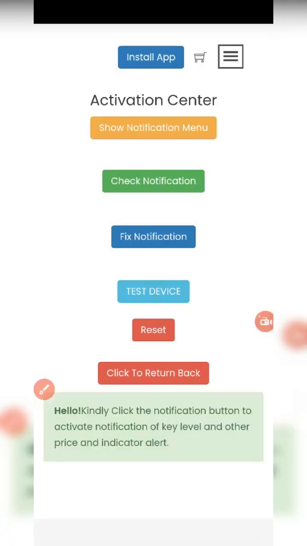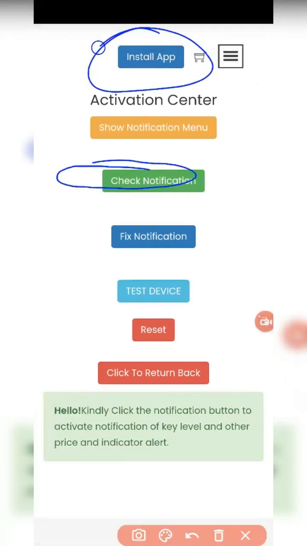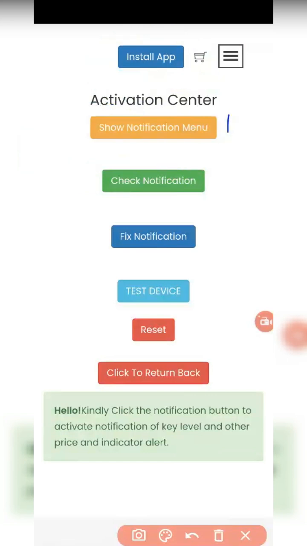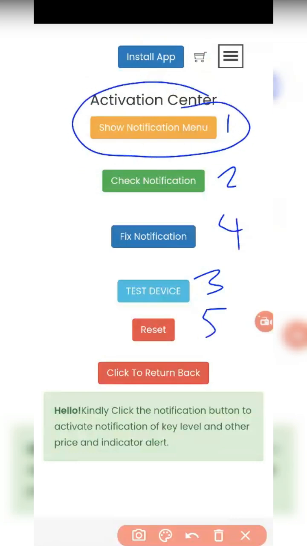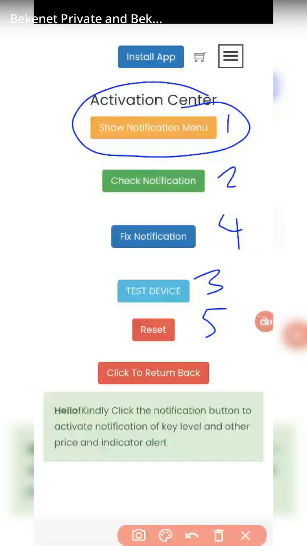Now, from this menu that is going to pop up, you can install the app. You can install the app here. Then the first step: this is 1, this is 2, this is 3, this is 4, this is 5. So we're going to start with number 1. Number 1 is just for your phone to generate a token that will be sent to the server.